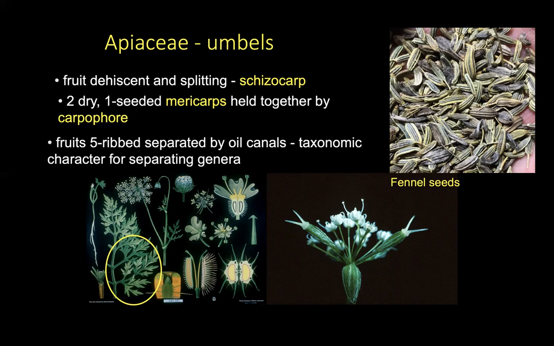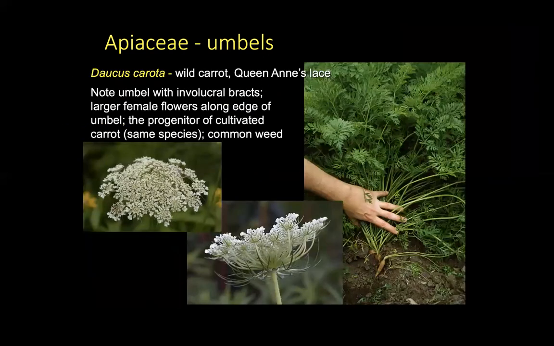Those individual mericarps have these oil canals running up and down the sides. That's what these stripes are here. Looking at all that is really important for separating genera. There are various parts of keys to Apiaceae that you just can't access without fruit. So finding a fruiting specimen is often really important, because florally there's just not that much variation.